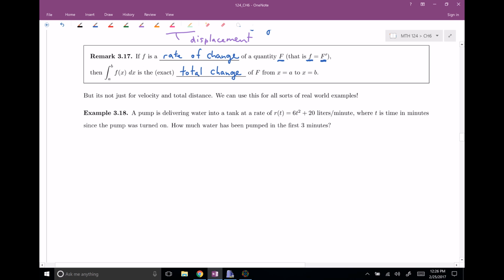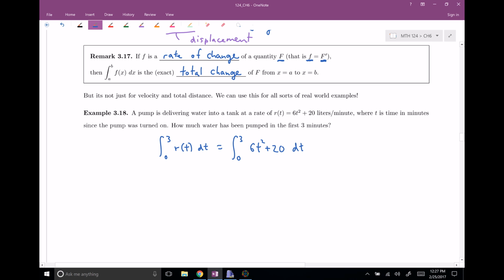In order to solve this question, notice it doesn't even have an integral sign anywhere. It's just words, and you have to decide what these words mean. You want to add up how many liters are being pumped each minute to get the total amount of liters, so you need to do area under the curve. You need to integrate from 0 to 3, the first 3 minutes, of this r of t function, dt, because we're integrating with respect to time. So the definite integral from 0 to 3 of 6t squared plus 20 dt.